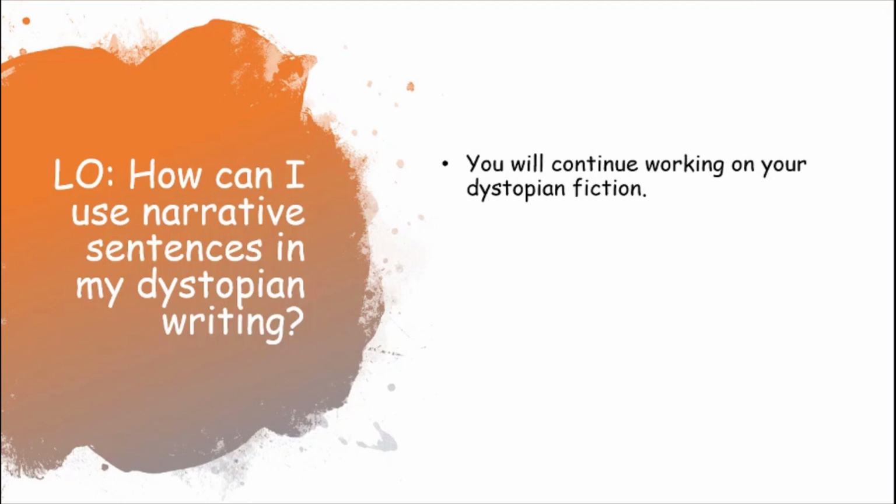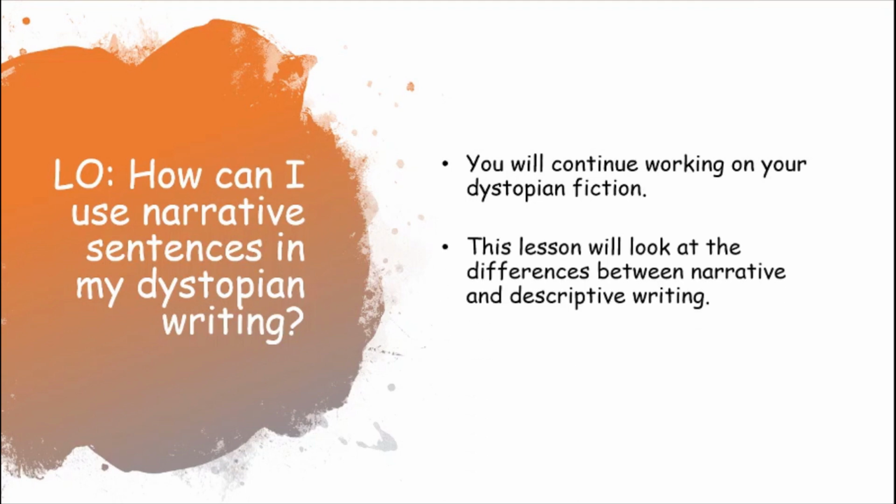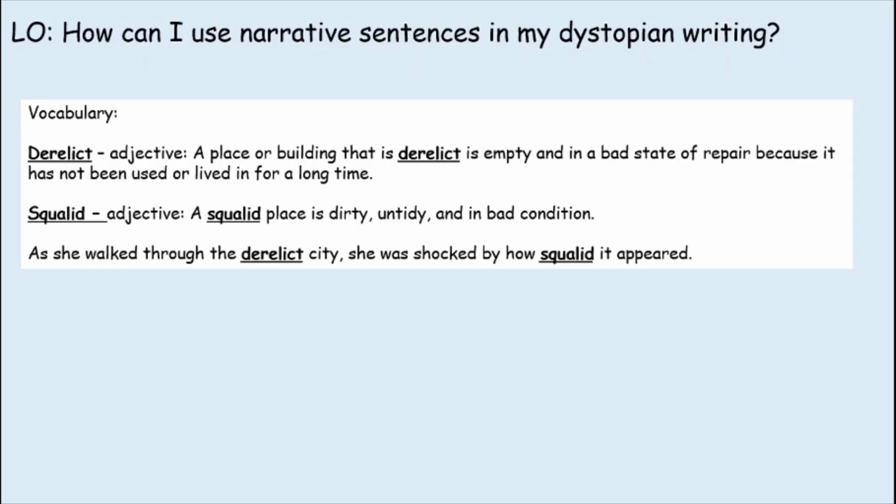What we're going to do is continue working on our dystopian fiction, and we're going to have a look at the differences between narrative and descriptive writing. First of all, there's a couple of pieces of key vocabulary that I would like you to build into your work today. The first adjective is derelict. A place or building that is derelict is empty and in a bad state of repair because it has not been used or lived in for a long time.